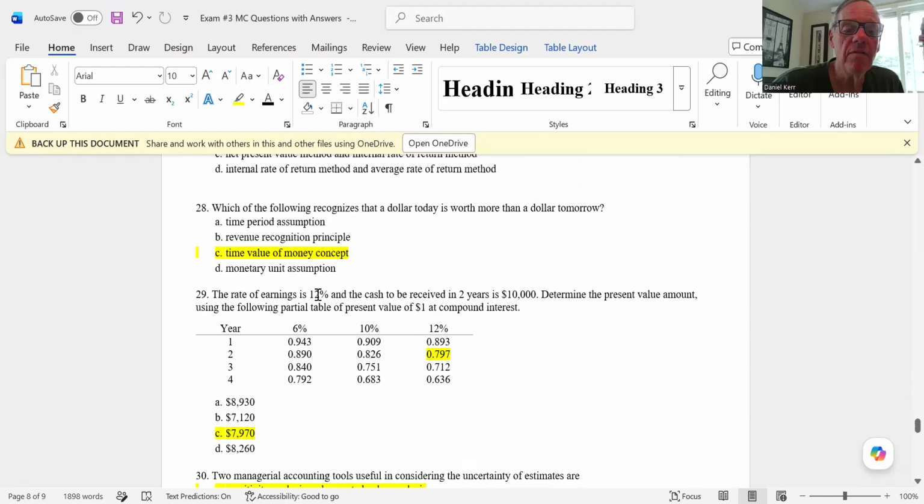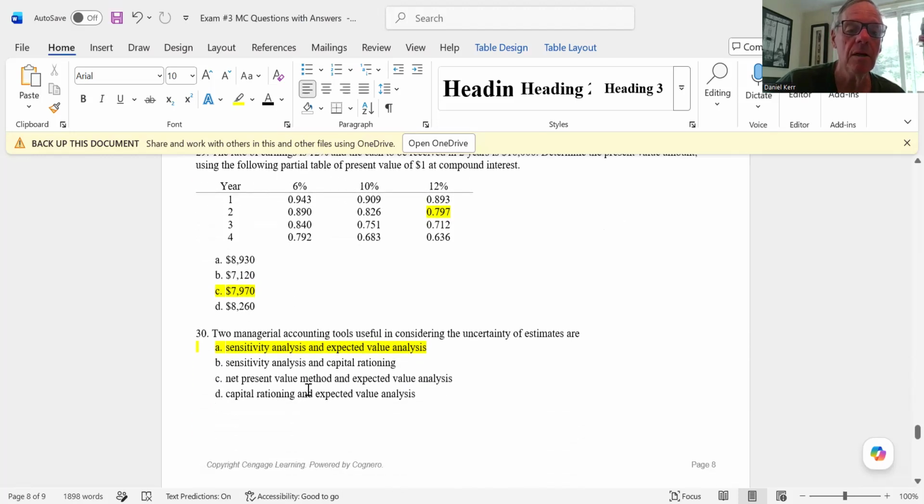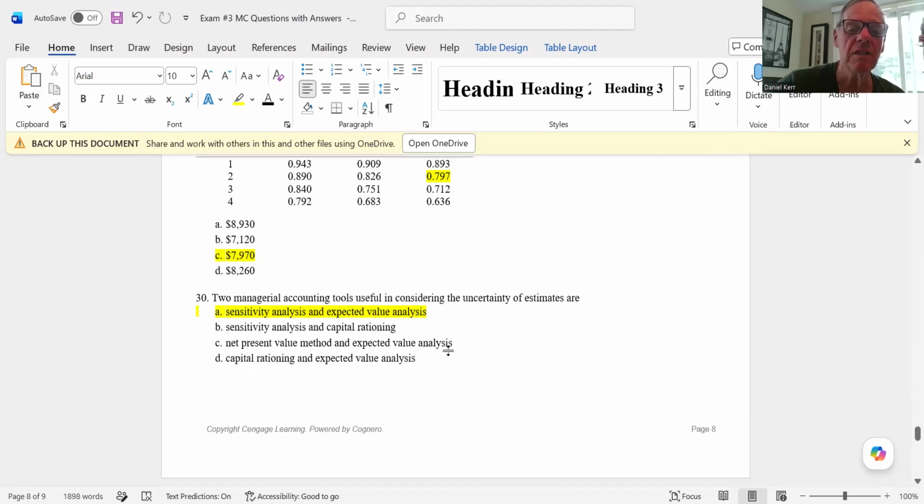The average rate of earnings is 12%, and the cash to be received in 2 years is 10,000. Determine the present value of the amount. So you take 2 years at 10%, you get 0.797. Multiply that by 10,000, you get $7,970. So the answer there is C. 30. The 2 managerial accounting tools useful in considering the uncertainty of the estimates are sensitivity analysis and expected value analysis. Those were the 2 methods considering uncertainty of estimates. So the answer there is A.